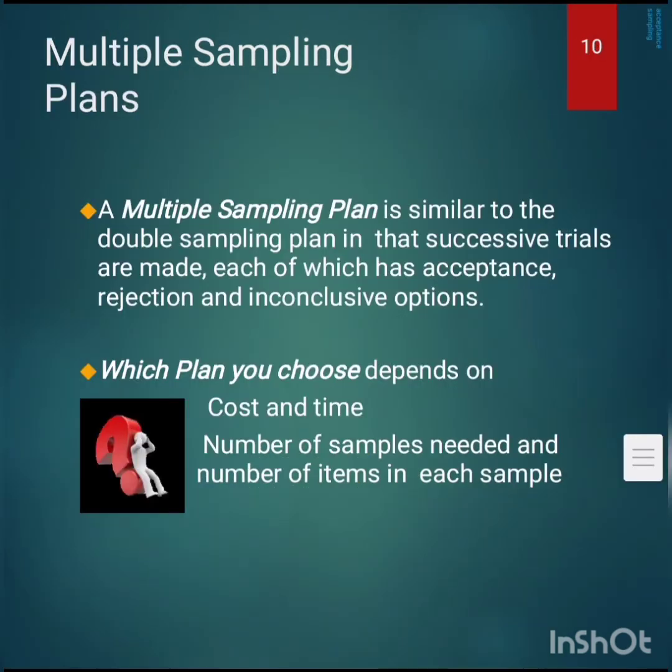Multiple sampling plans and sequential sampling plans are the same as a double sampling plan. They involve successive trials of selecting a sample from a lot and examining its quality. The type of plan we choose for inspection depends upon the cost and time we have, the size of a lot and the number of samples to be selected from such a lot.